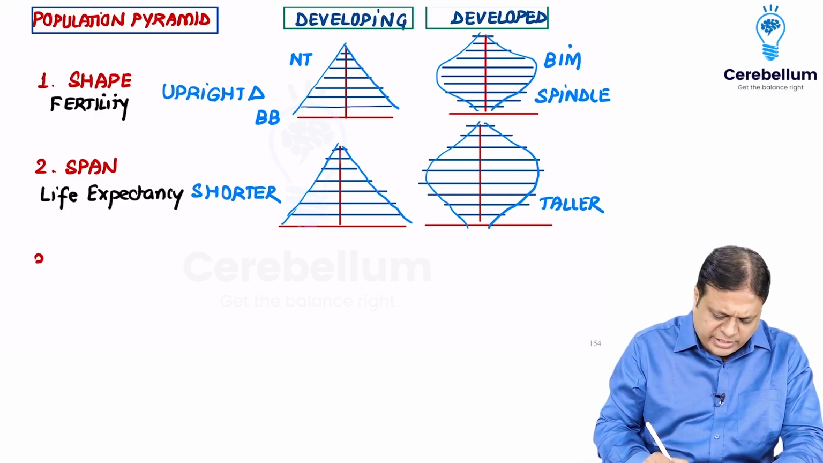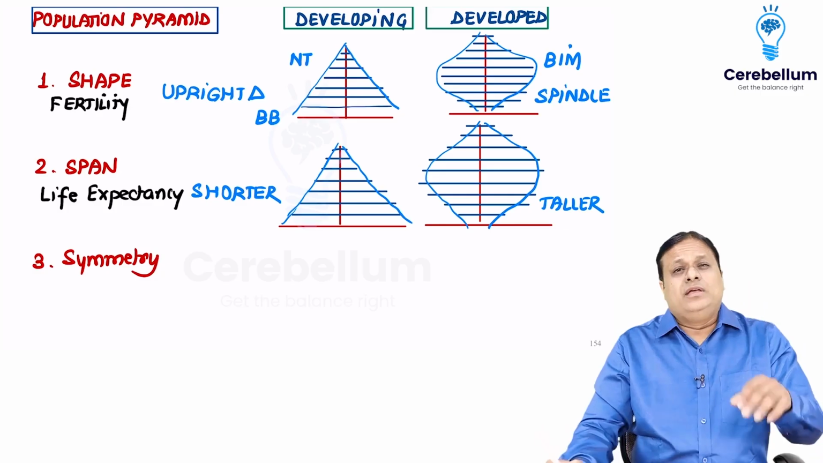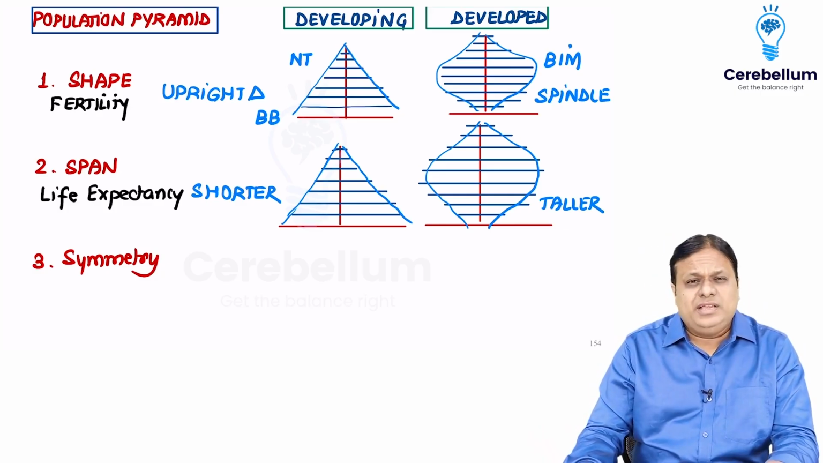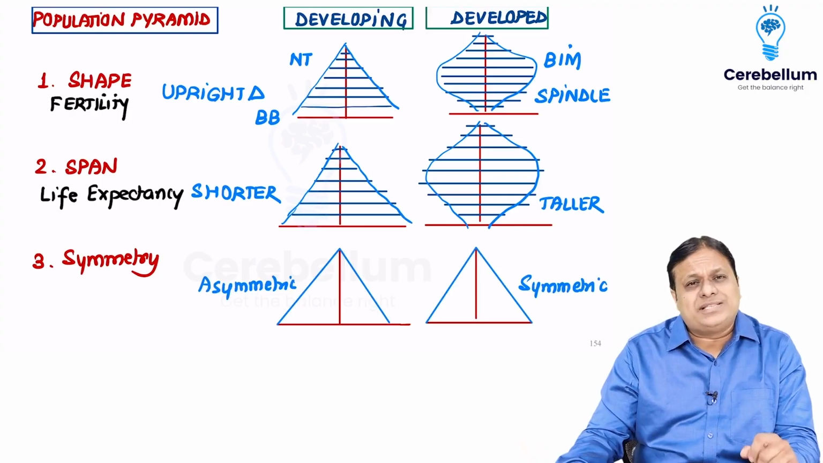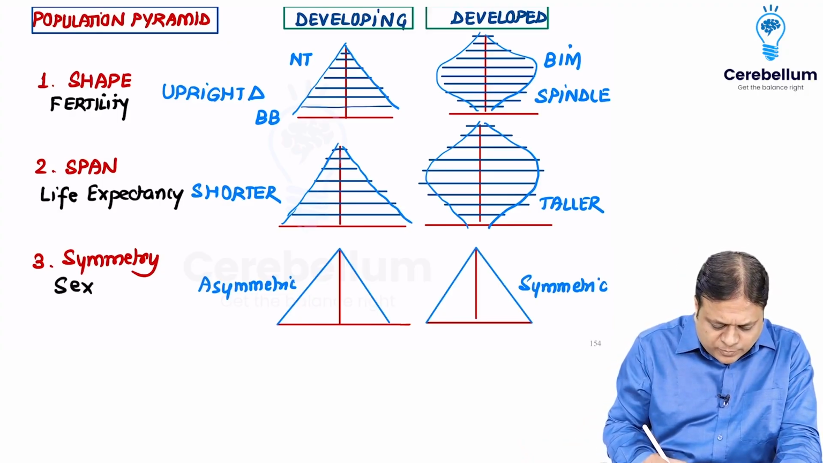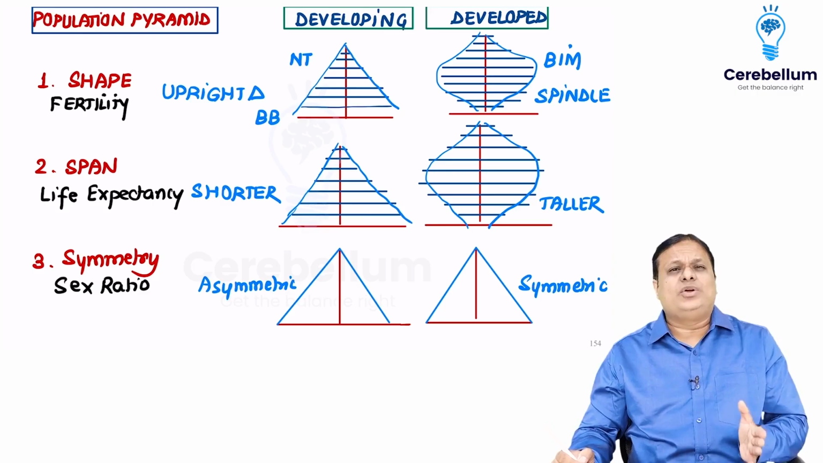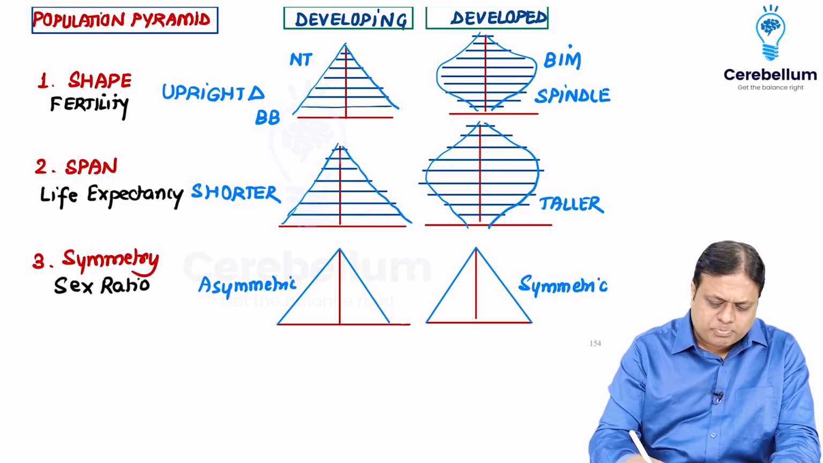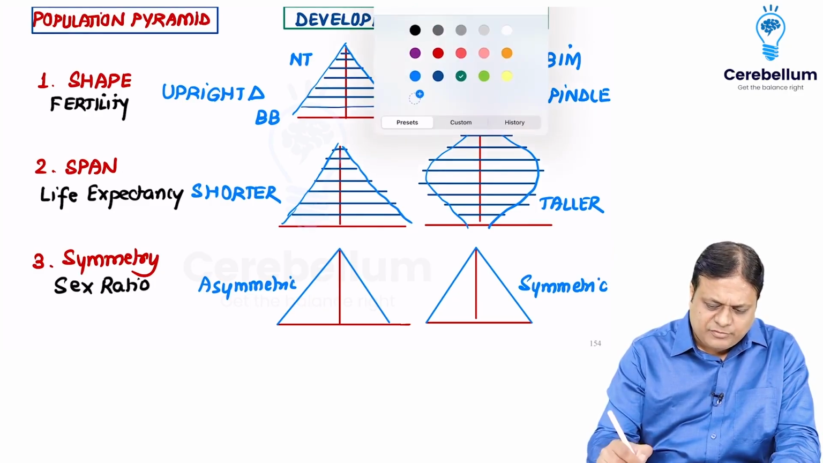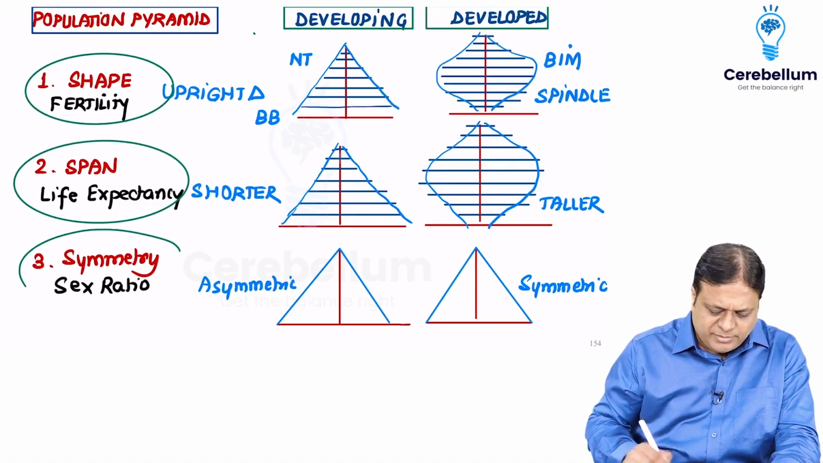And finally, we look at symmetry of the pyramid. If you look, developing country pyramids are asymmetric, developed country pyramids are symmetric. So symmetry is representative of sex ratio. So we have lesser females, unfavorable sex ratio in developing countries as compared to developed countries. So I'll again repeat, span is life expectancy. Shape is fertility, symmetry is sex ratio.